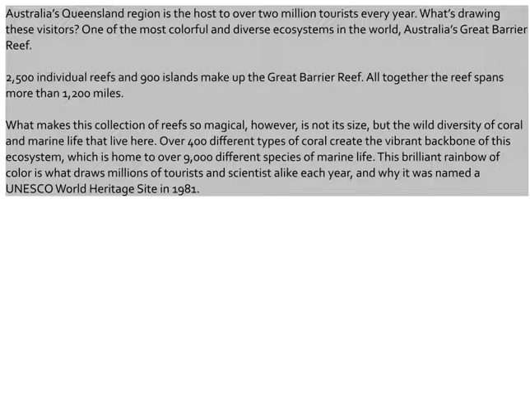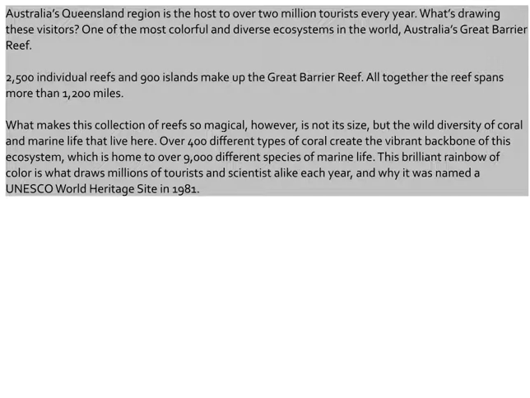Australia's Queensland region is the host of over 2 million tourists every year. What's drawing these visitors? One of the most colorful and diverse ecosystems in the world, Australia's Great Barrier Reef. So here's some of my facts. 25,000 individual reefs and 900 islands make up the Great Barrier Reef. Altogether, the reef spans more than 1,200 miles.